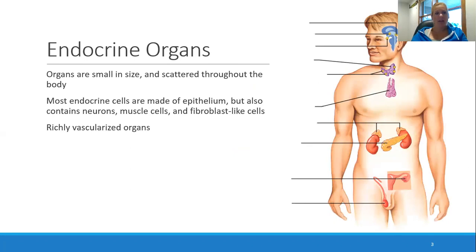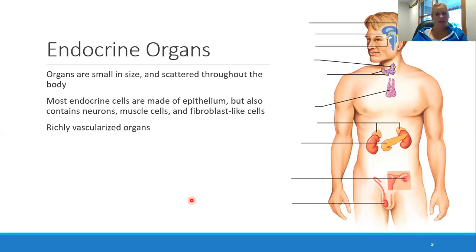Okay. Again, they're pretty small in nature and they're kind of scattered all over the body. Most endocrine cells are made up of epithelium. They also contain some neurons, muscle cells, and fibroblast-like cells. So again, a little bit of diversity in regards to the tissue composition. However, like mentioned, they are small and they are kind of scattered throughout the body.